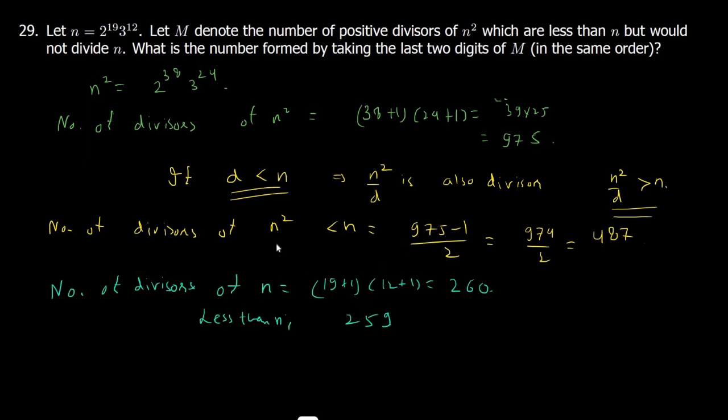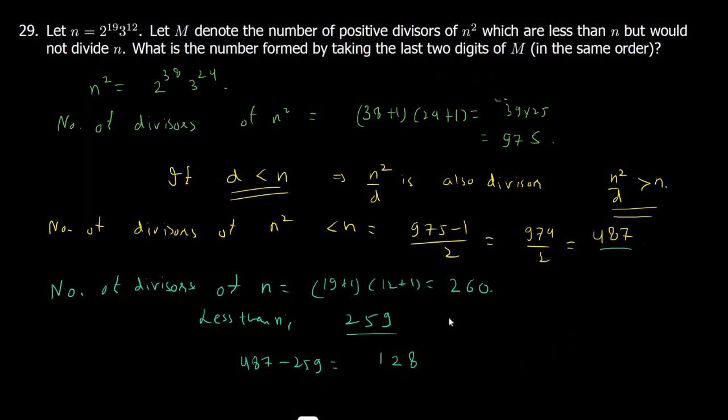And what do we want finally? We want the number of divisors of n squared which are less than n and do not divide n. It will be 487 minus 259, which is 228.